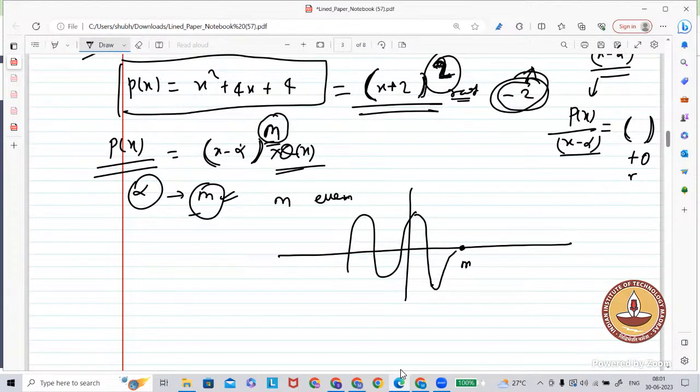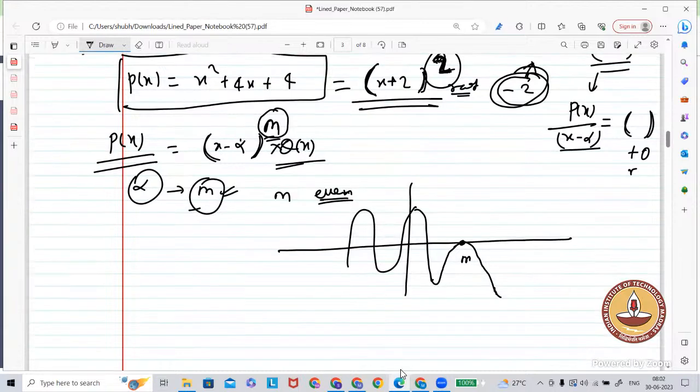It will touch the point and go back. So see that it plays a crucial role in defining, or giving a structure to, the graph of the polynomial. If it is even, then it will only touch and go back in the same direction. Okay, we will see that.